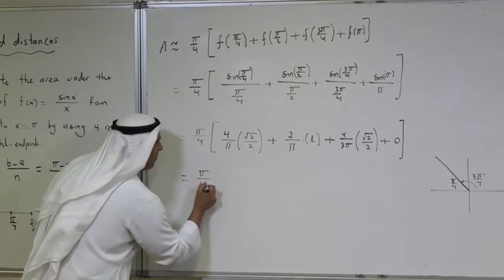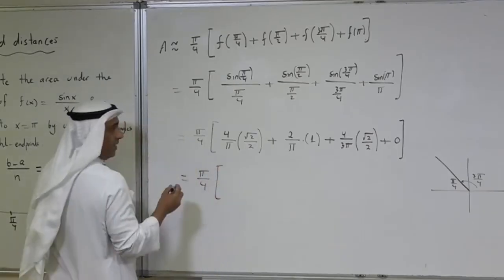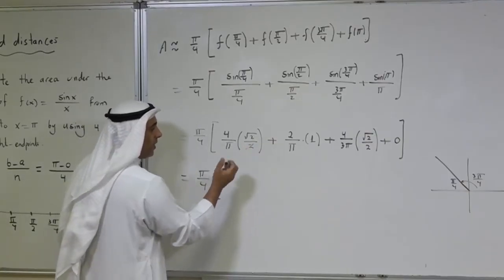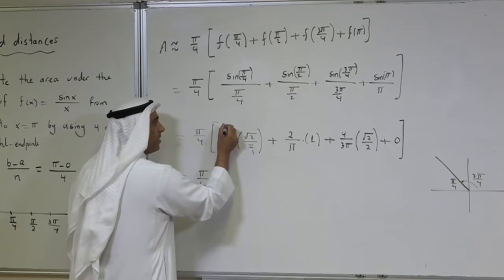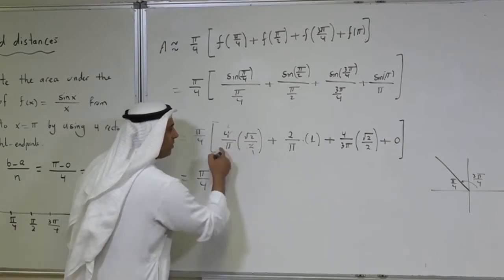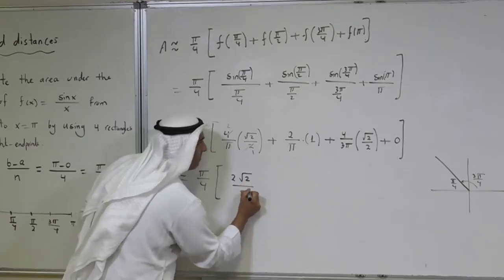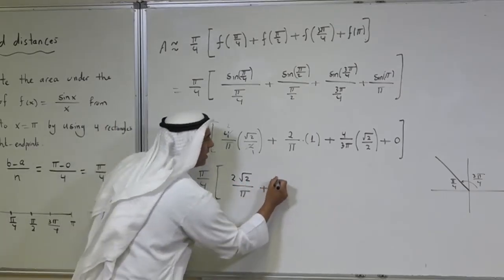Now, let us simplify more. This is pi over 4. You can now see I can divide by 2. Dividing this by 2 will be equal to 1. Dividing this one by 2, this will be 2. So that will be 2 radical 2 over pi. Okay, the second one is already in simplest form.